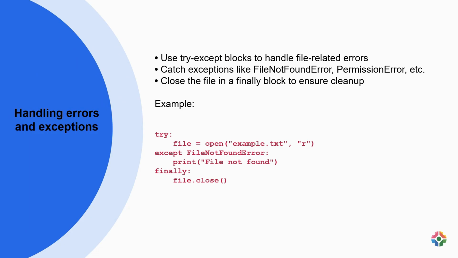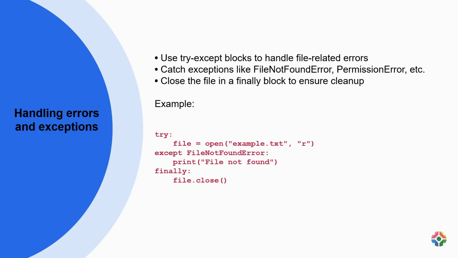When working with files in Python, using try-except blocks can help handle file-related errors effectively. By catching exceptions like file not found error or permission error, you can anticipate and manage potential issues that may arise during file operations. Additionally, ensuring that the file is closed within a finally block is crucial for proper cleanup and resource management. This approach guarantees that the file will be closed even if an exception occurs during file processing.